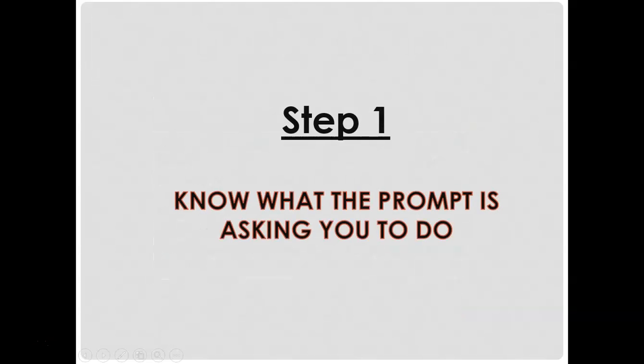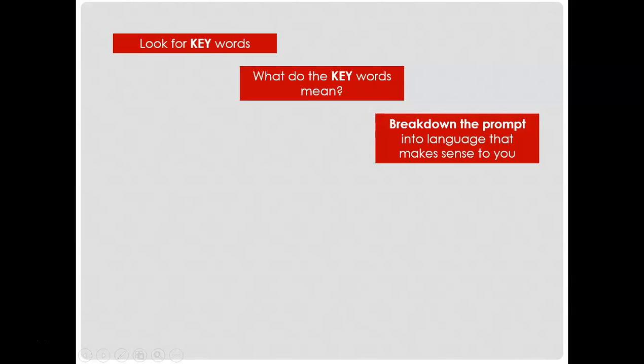So step 1 in any DBQ is knowing exactly what the prompt is asking you to do. I've read the DBQ, I can't tell you how many years now as a national reader for College Board, and one of the biggest issues we see why kids don't earn points is because they don't really know what the prompt is asking, and so they can't write a solid essay. So whenever you get the prompt from AP World or your teachers, the first thing we want you to do is look for keywords. Then what we want you to do is know what the words mean, and then finally break down the prompt into a language that makes sense to you.